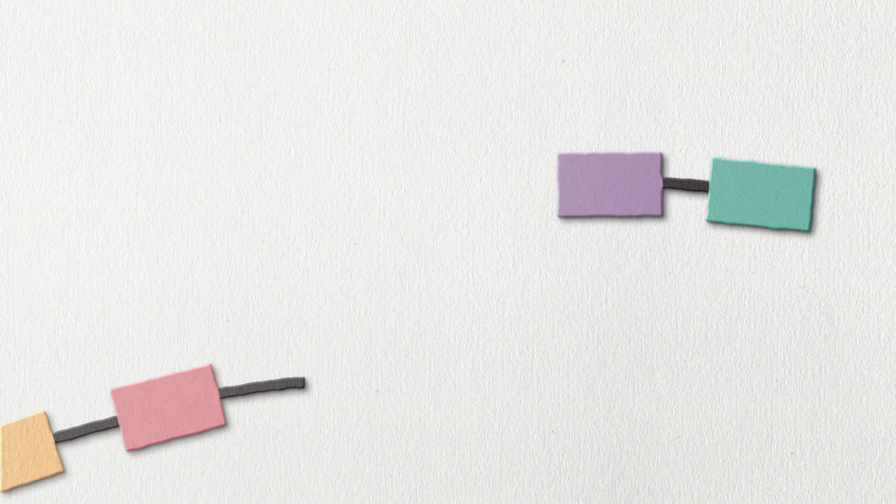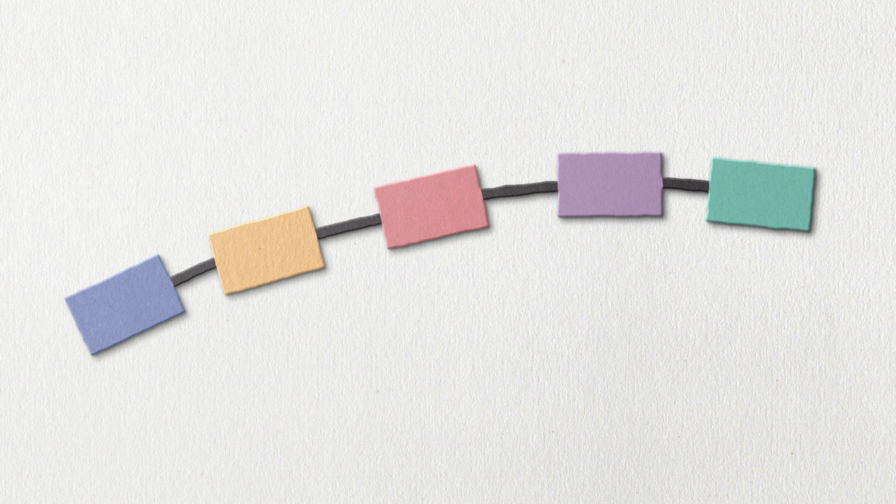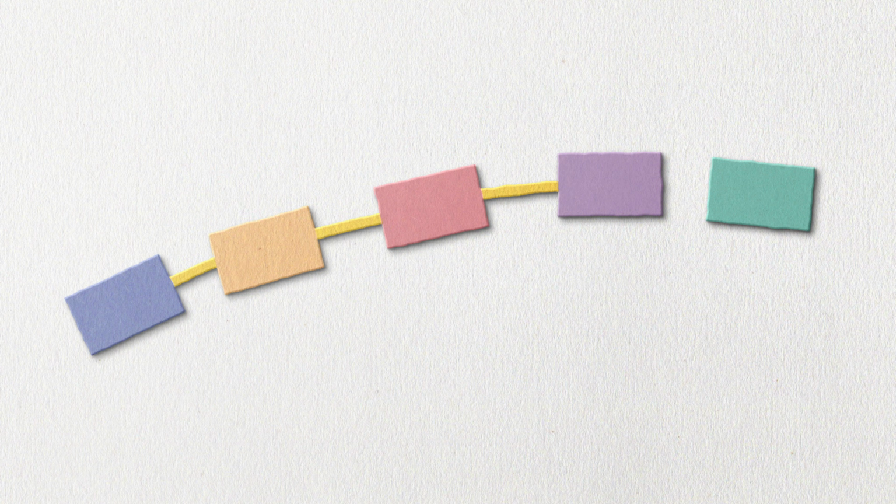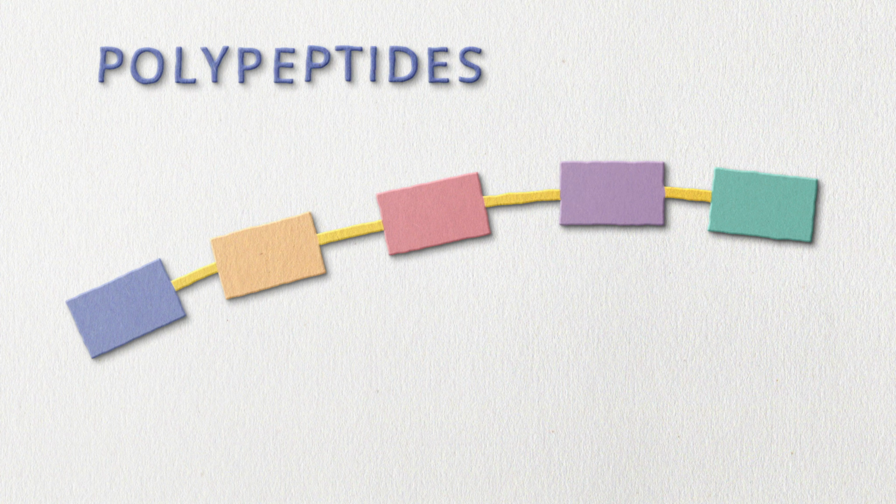To make a protein chain, amino acids are linked together via peptide bonds. A peptide bond is formed when the amino group of one amino acid binds to the carboxyl group of another amino acid. And because these protein chains are formed via many peptide bonds, they are called polypeptides.